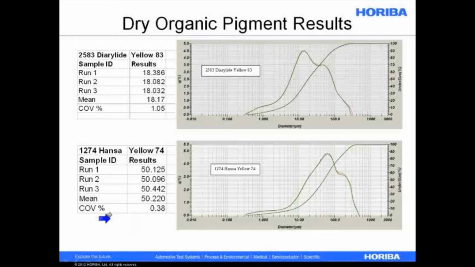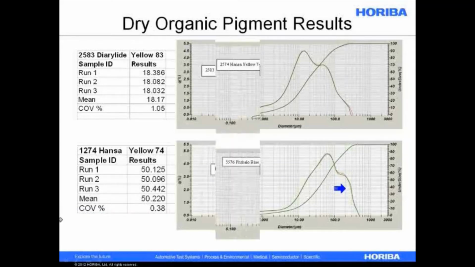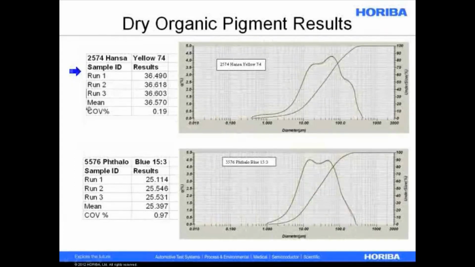For the next sample we ran, which was also a yellow, but a larger particle size, we actually see that we had better reproducibility, counterintuitive to what you would expect, but a coefficient of variation down at 0.4%. Excellent reproducibility for the sample. This is 3 runs overlaid. Then we ran another sample of a yellow pigment. Again, the coefficient of variation down under 1%, close to 0.2%. And then a blue sample at about 25 microns, median particle size, and a coefficient of variation under 1%.